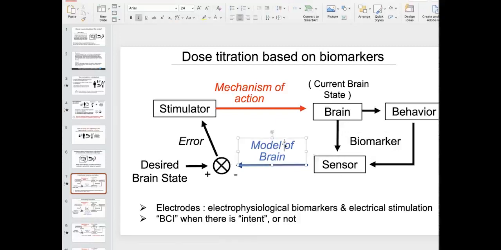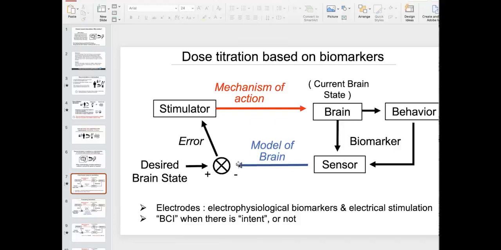And then we use a model of the brain to try to figure out what that biomarker actually tells us about current brain state, right? So we're not measuring brain state directly, but we're measuring some measurand, and then we're using a model to convert that into a prediction, essentially, of what we think the current brain state is. We compare that to a desired brain state, right?